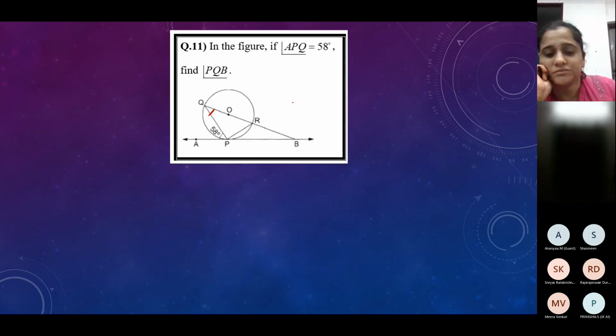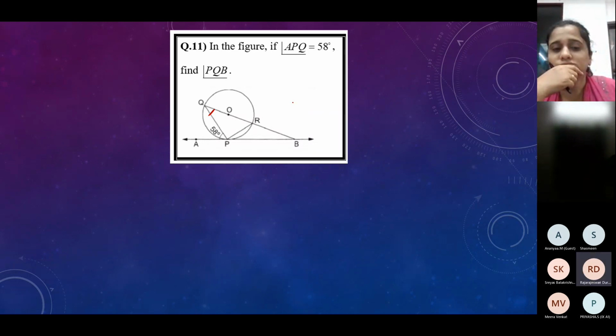Shreyas. Okay. Ma'am, we can join OP. Okay, fine, we'll do that. My question is, can we find any other angle in this figure? Yes, RPQ is equal to 90 degrees, ma'am.